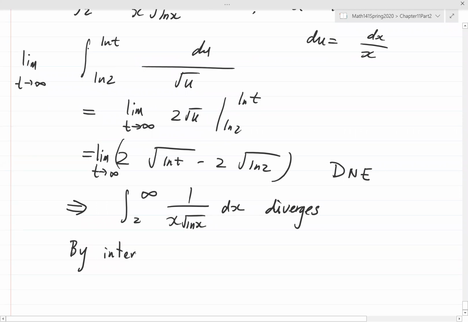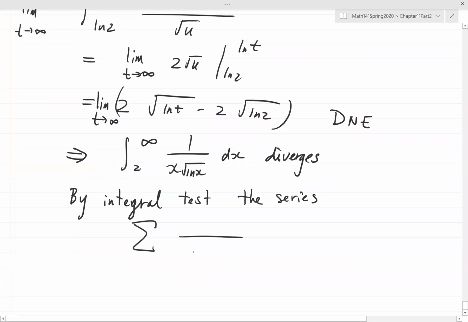So we can conclude by the integral test that the series diverges.